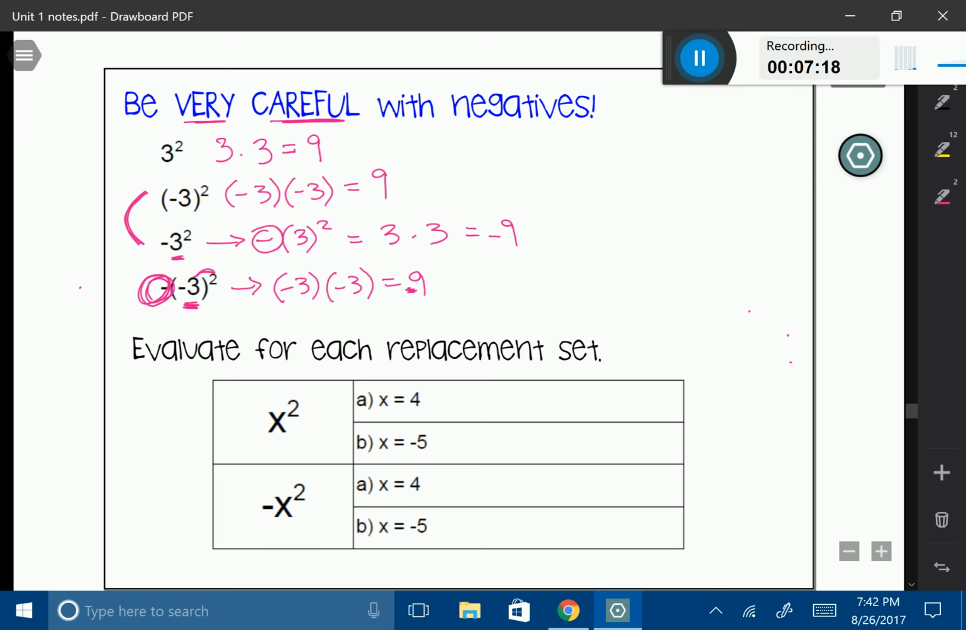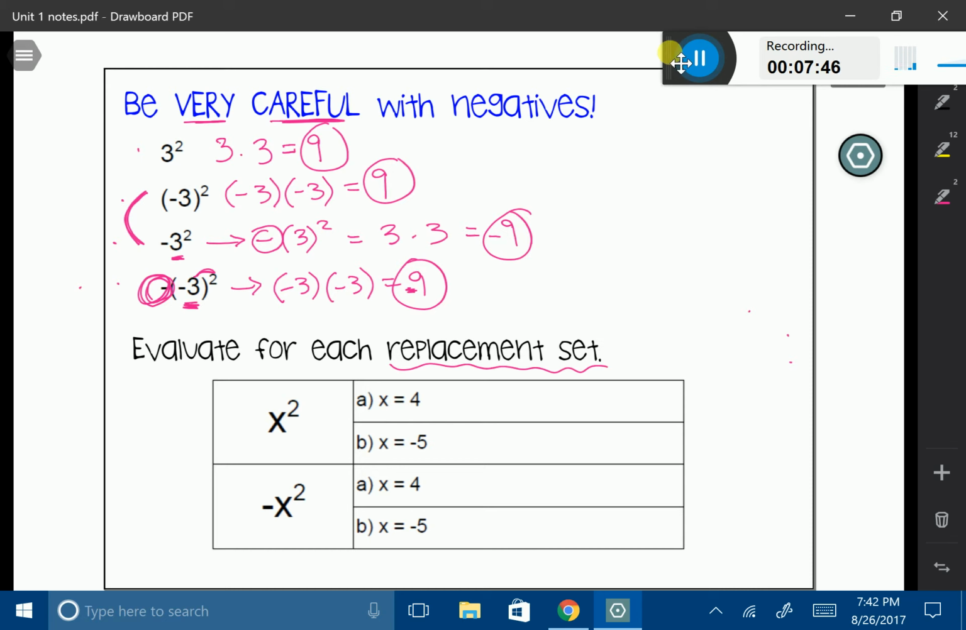So those are just some very careful tools to think about. And if you use your graphing calculator and you type it in just like we did these 4, you will get those answers that we got: 9, 9, negative 9, and negative 9. So let me show you where this is valuable. It says here, evaluate for each replacement set. Remember we talked about a replacement set in the last lesson. Replacement sets are basically numbers that you substitute in for variables.